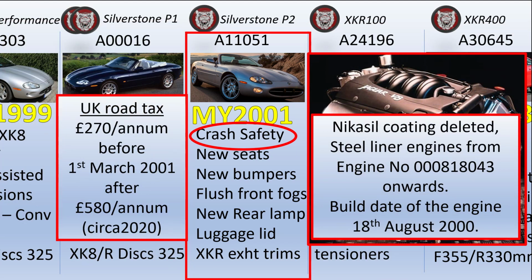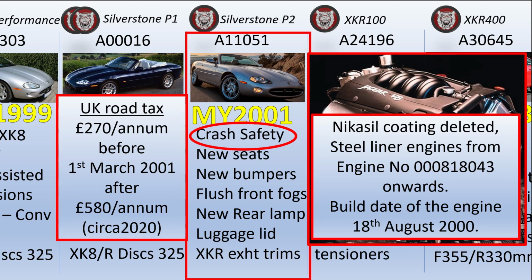Model year 2000, a couple of extra things then. At a similar time, this was when the nickel silver coating was deleted from the engine, and steel liner engines were built from engine number 000818043 onwards. The first 6 digits of the engine number are actually the build date. So from 18th of August 2000, which is roughly model year 2000, but 2001, but not quite, you've got all steel liner engines, but there's a lot of overlap here.